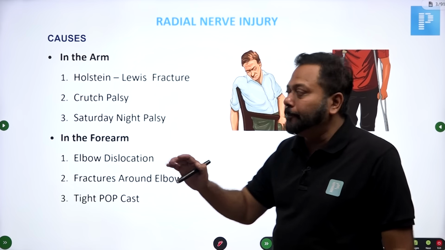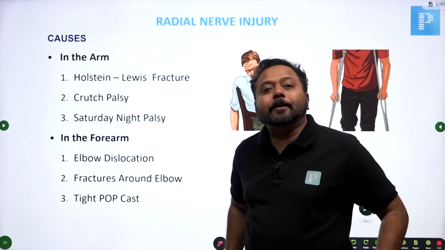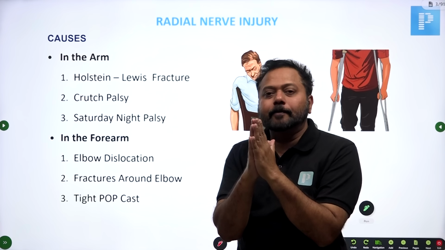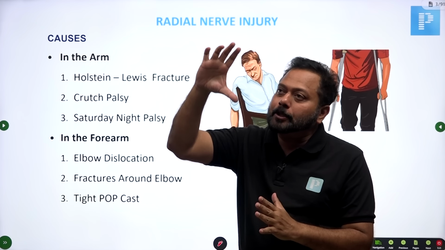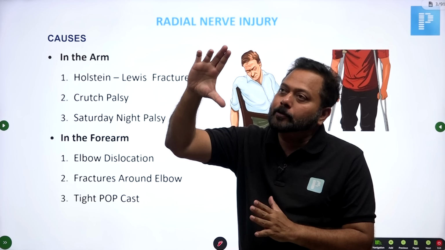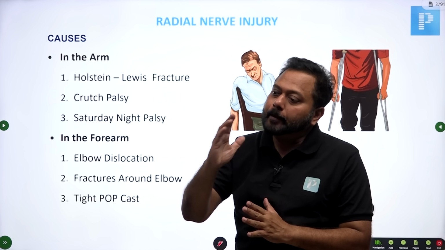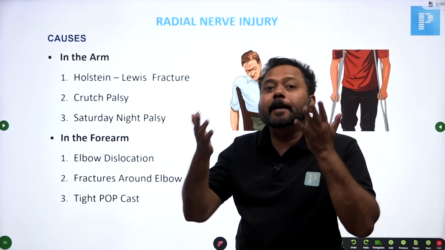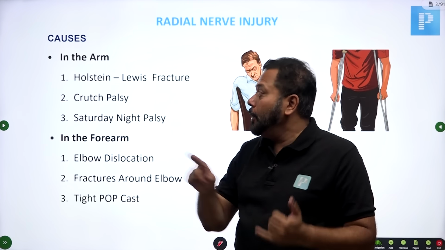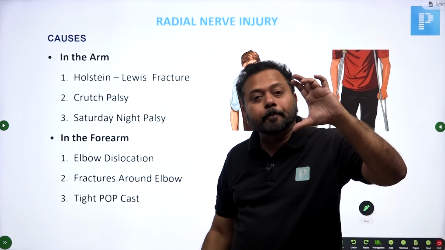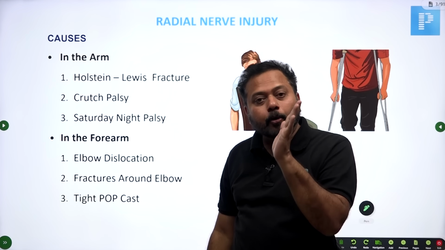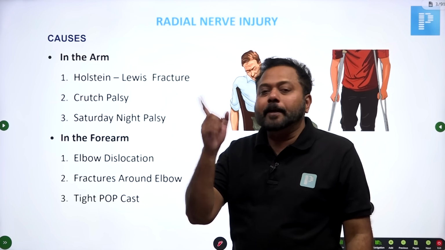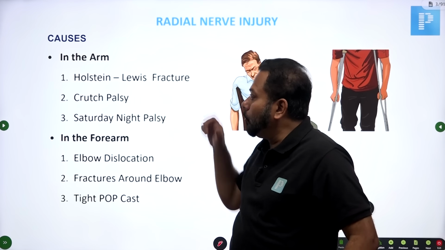Common cause is in the arm. Number one, it's a Holstein-Lewis fracture. In our main recording, we had discussed very thoroughly what is Holstein-Lewis fracture. It is a fracture of the shaft of humerus that happens at the proximal 2/3, distal 1/3 junction, that is at the lower level. The pattern of fracture is oblique with an already entrapped radial nerve. So I repeat once again, what is Holstein-Lewis fracture? Fracture at the proximal 2/3, distal 1/3 junction, an oblique fracture of the shaft of humerus with an already entrapped radial nerve. So the patient will present to you with a wrist drop. That is the first cause.